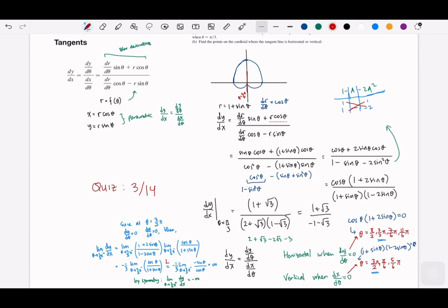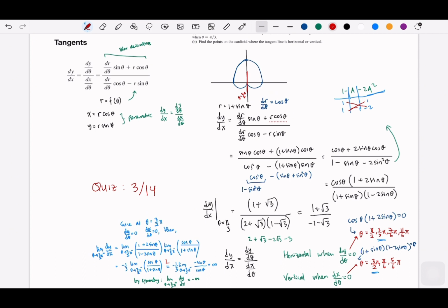Okay, so don't forget quiz Thursday next week. It will be focusing on chapter 10. So it means until polar, calculus polar. So parametric and polar.